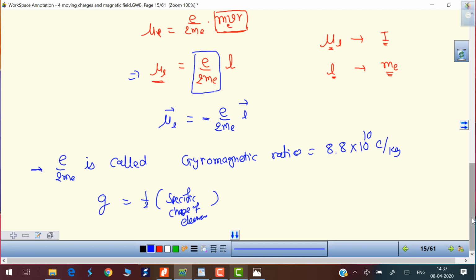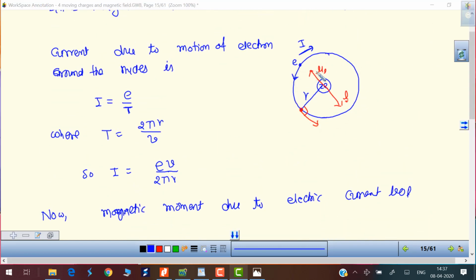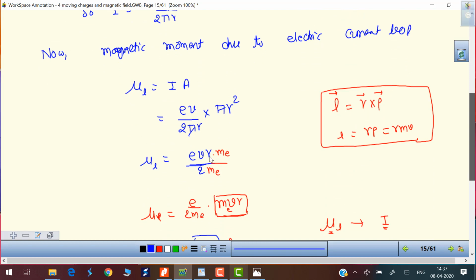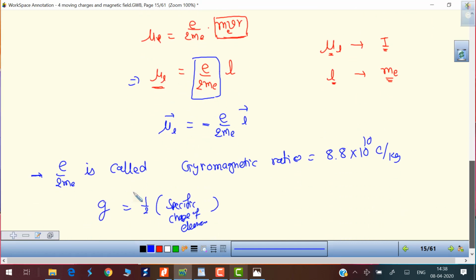Have you understood up to here? Once again, have a look. The electron is revolving according to Bohr's atomic model, and it constitutes electric current. So it looks like a loop. A loop has magnetic moment I a. I is given by e by T, and T is 2 pi r upon v. When you combine, you get evr by 2. To introduce angular momentum, we multiply and divide by me. So we get the relation between mu L and L. Mu L is the magnetic moment and L is the angular momentum. And we also define the gyromagnetic ratio.